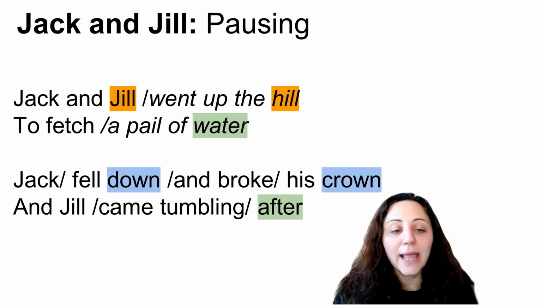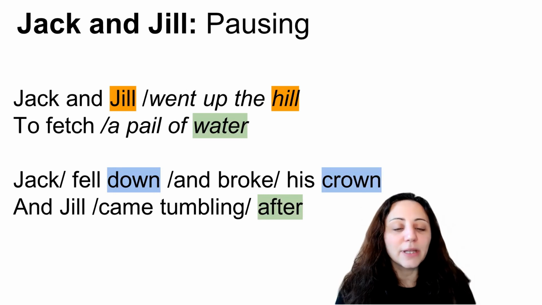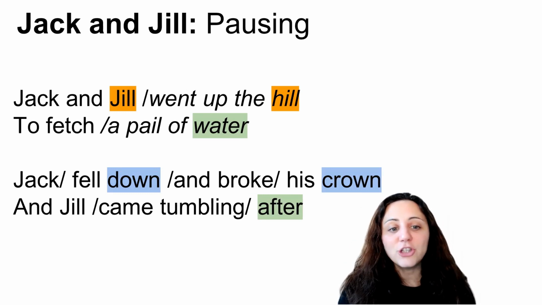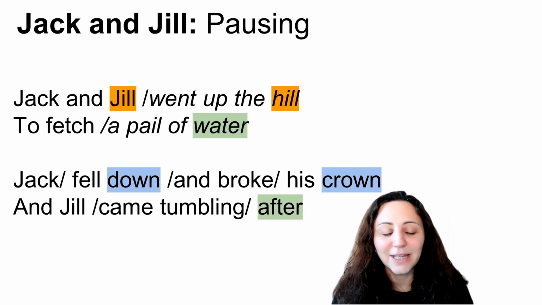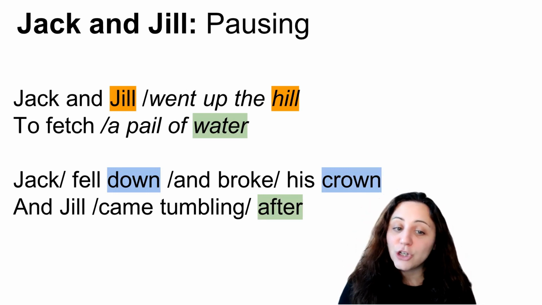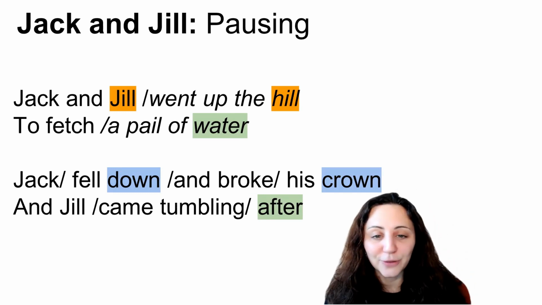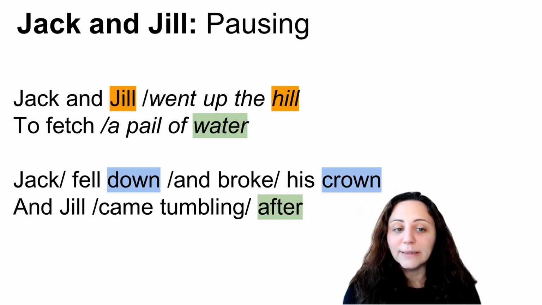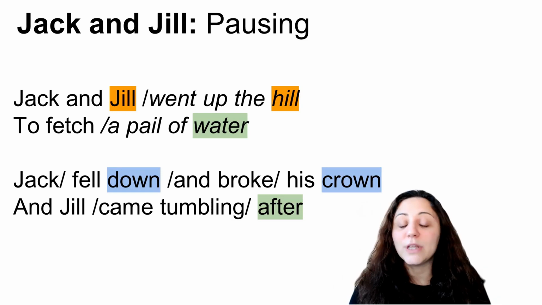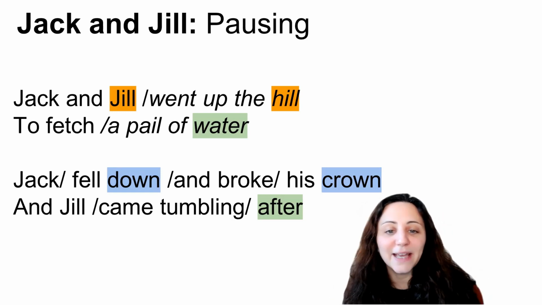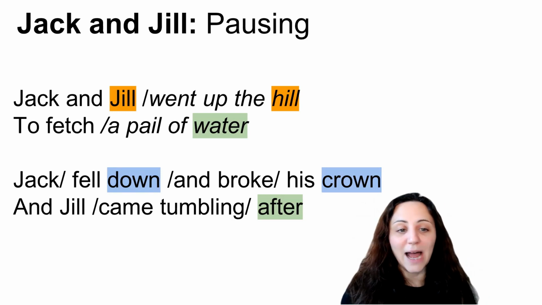So then let's take a look at how we pause. And this is really helpful for speaking too. Jack and Jill went up the hill to fetch a pail of water. Jack fell down and broke his crown, and Jill came tumbling after. Now, if you notice, we do have the subject, Jack and Jill, at the beginning, and we take a pause. And something that's interesting is when up the hill becomes one sound.